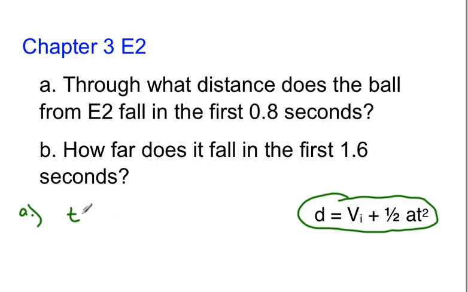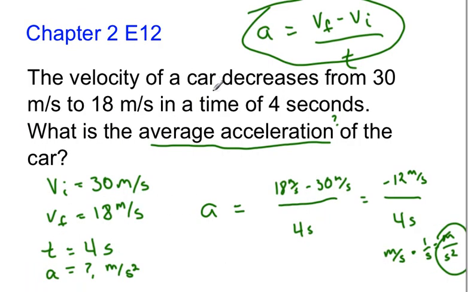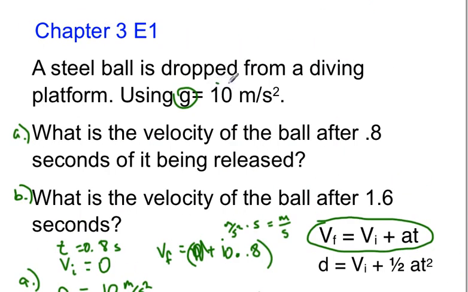I know this is the equation because after I write out my knowns and unknowns, it has the variables that I want. So 0.8 seconds, my VI, it's being dropped, so it's 0 meters per second. The acceleration is 10 meters per second squared. I got that from back here. It's always the same, acceleration due to gravity.